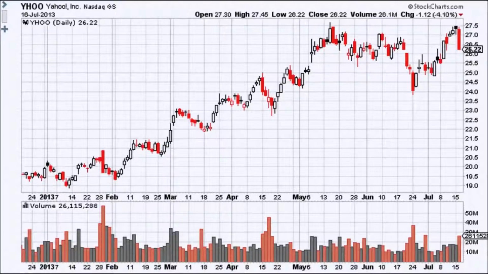CMF measures the amount of money flow volume over a specific look-back period and is usually set at a period of 20 or 21 days.